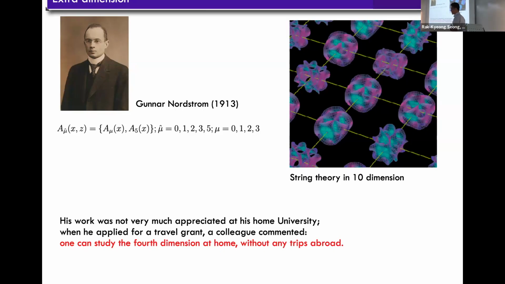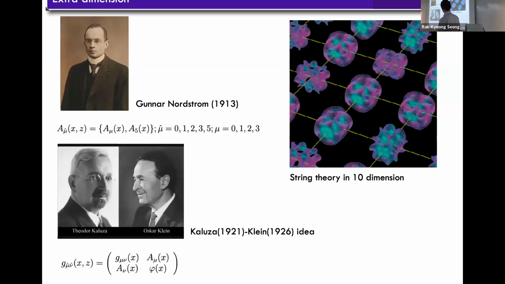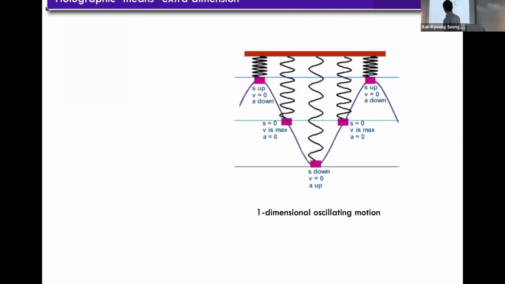I'm talking about this extra dimensional theory. There were other people working on the Kaluza-Klein idea, and they also generalized gravity to a second-rank tensor, from 4 dimensions to 5 dimensions. They wanted to combine gravity theory and electromagnetic theory. Okay, now a simpler version of holography.